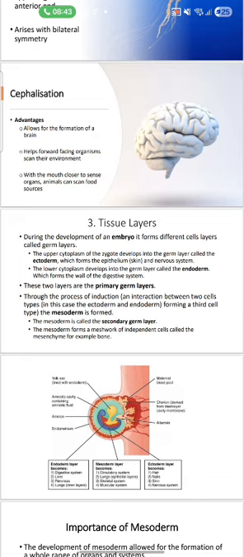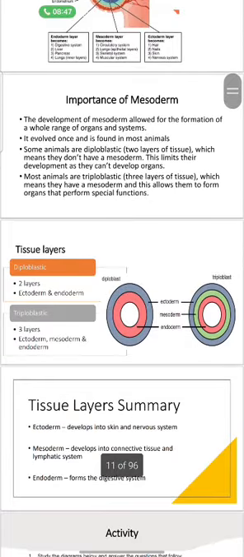So, that is a picture. So, importance of mesoderm. The development of mesoderm allowed for the formation of a whole range of organs and systems. It evolved once and is found in most animals. Some animals are diploblastic, meaning they have two layers of tissue, which means they don't have a mesoderm. This limits their development as they cannot develop organs. Most animals are triploblastic, which means they have three layers of tissue, which means they have a mesoderm, and this allows them to form organs that perform special functions.